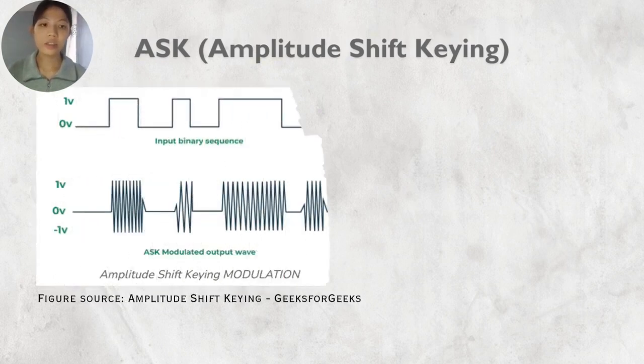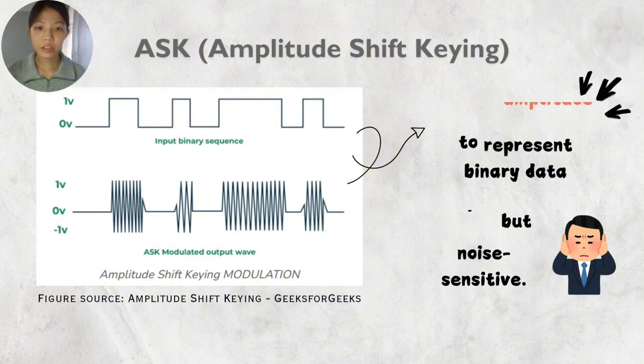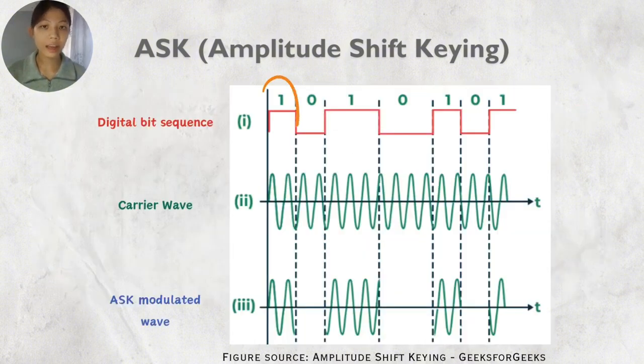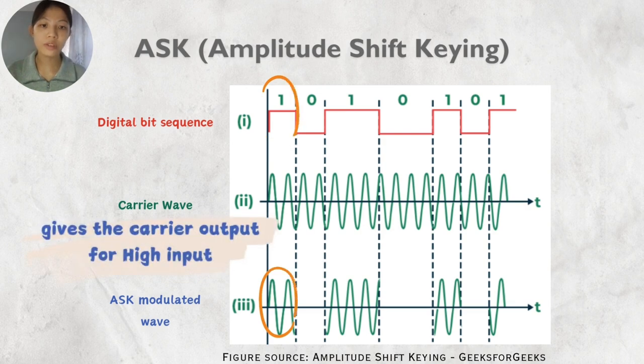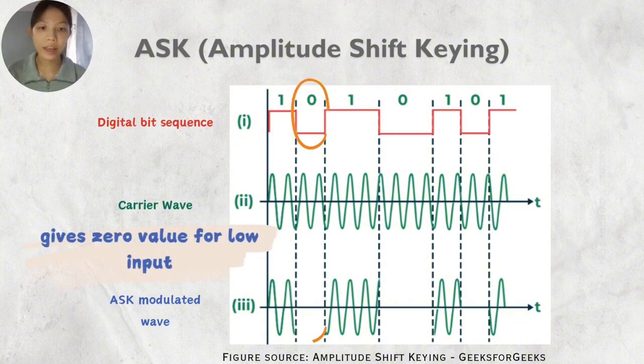So in this technique, it will vary the amplitude to represent the binary data. So you can notice that when our digital signal is high, which is 1, the ASK modulated wave will give us the output of the carrier. Instead, when the digital bit becomes low, which is 0, it will give us 0 value for the ASK modulated wave.